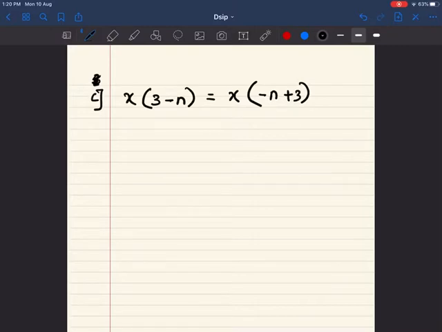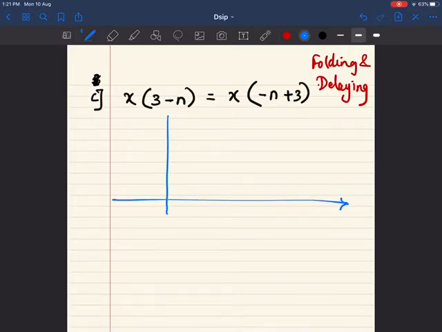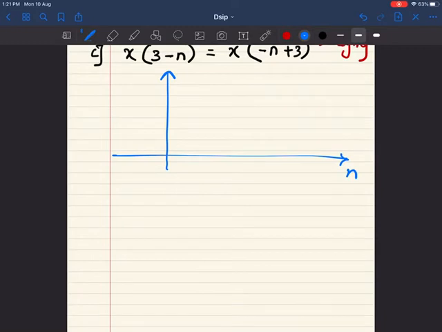Now again, if you have seen the previous videos, this concept is called folding and delaying. Why it is called so is explained in the video itself. I am just going to jump to the answer now and draw the signal here. Then I am going to explain how I get the signal directly, just by looking at the original signal, I can make out what x of minus n plus 3 is going to be. Before that I will just draw the signal.